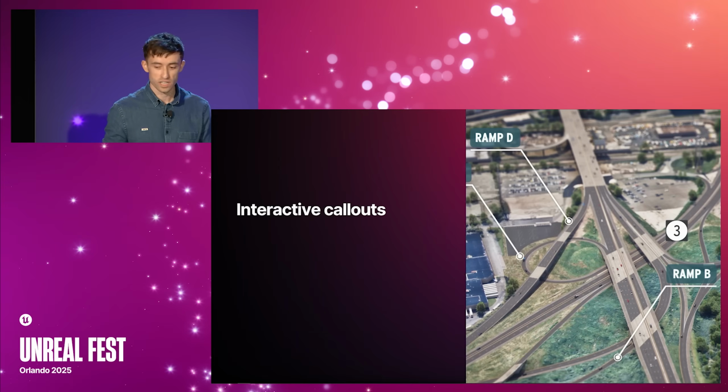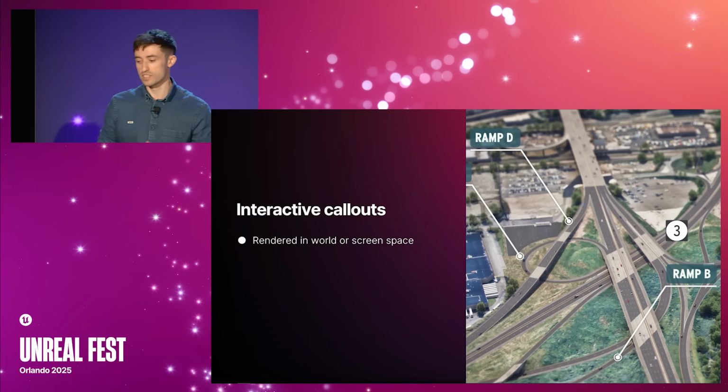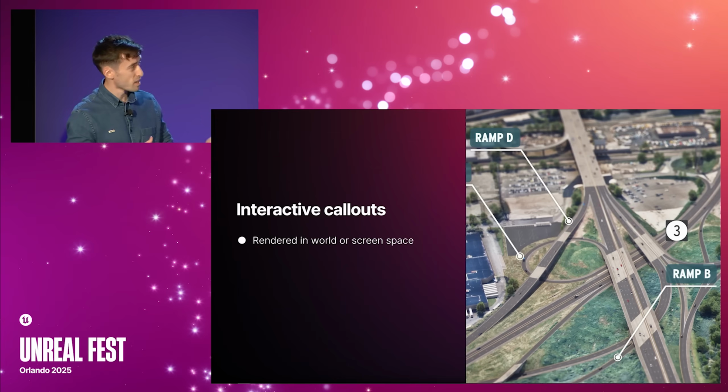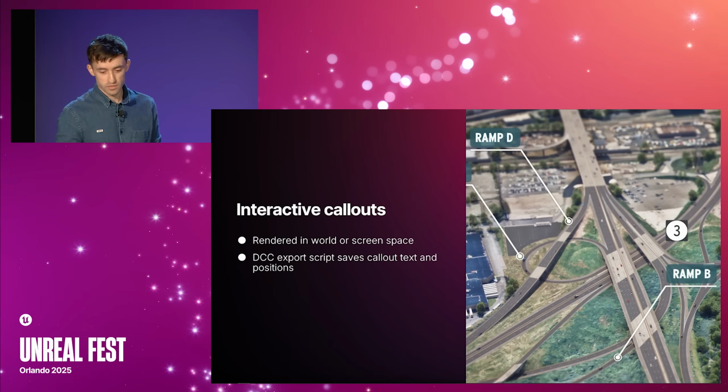We also have an interactive callout system. This is a system if we want to be able to specify a specific location or a hotspot of an area. This is rendered either in world space or screen space, depending on what we need for the project. And we have a DCC export script.